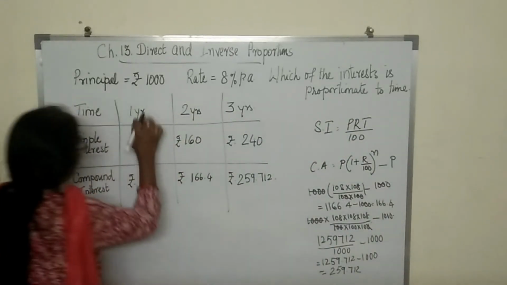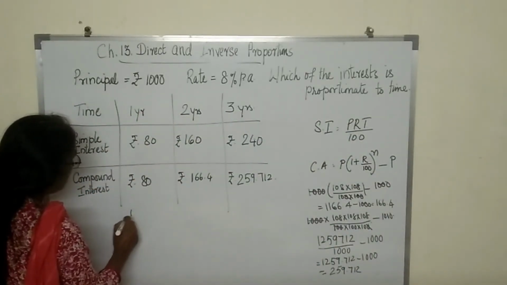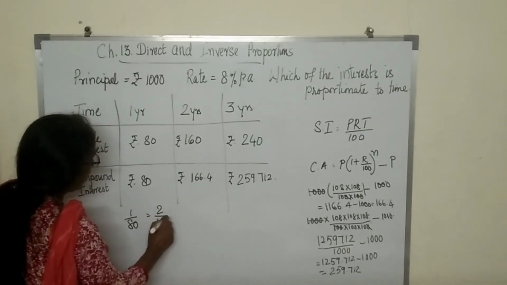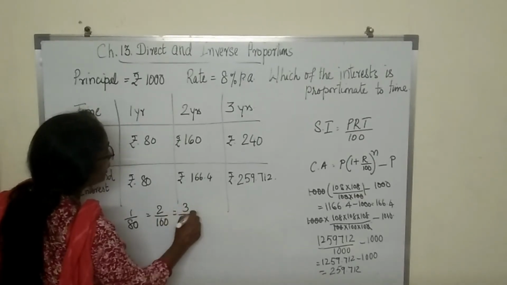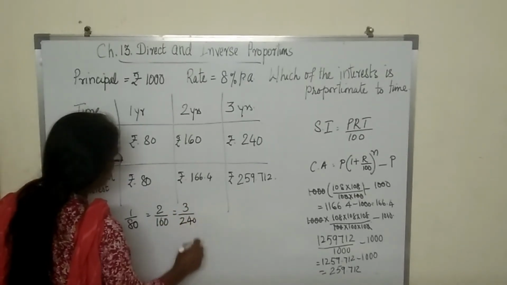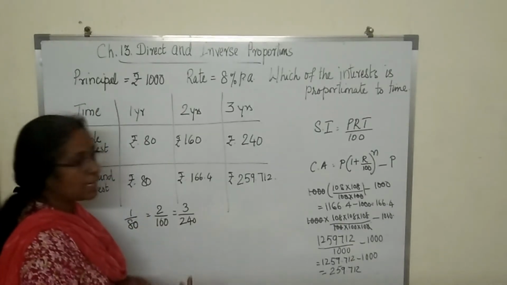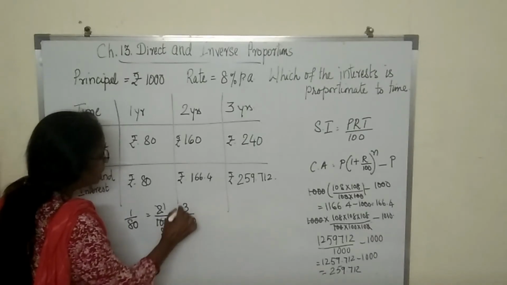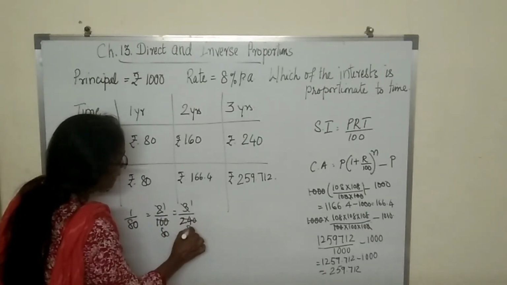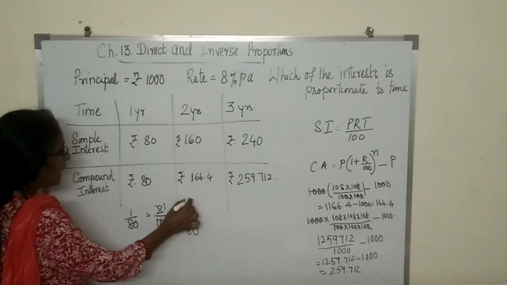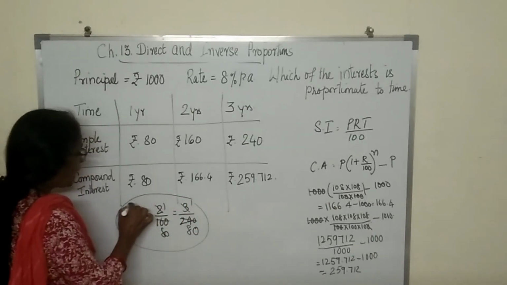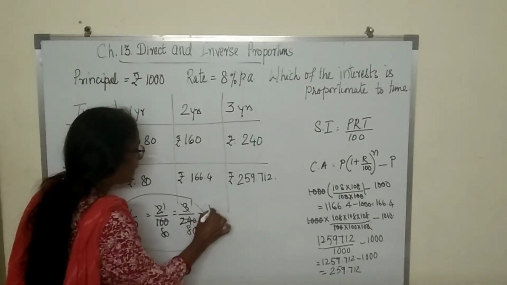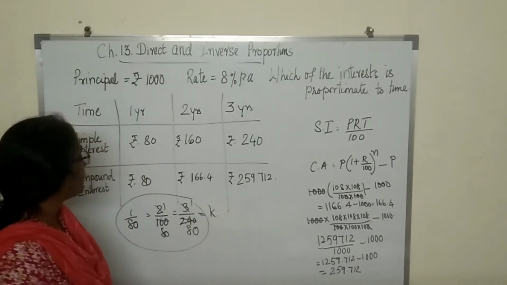Let us see. If you take 1 upon 80, 2 upon 160, 3 upon 240. So here 1 upon 80 will remain as it is. 2 upon 160 will be 1 upon 80. 3 ones are 3, 3 eights are 24. So in this case, the time upon interest is a constant. So it is a direct proportion.